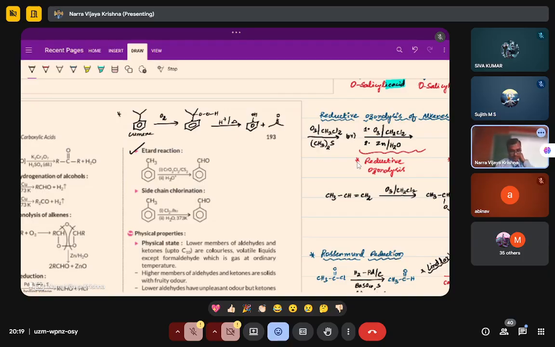Next one, sir. Chlorination. Chlorine in presence of sunlight. What happened? If it is the same toluene, instead of chlorine and sunlight, if I take chlorine in presence of iron, or chlorine in presence of AlCl3, FeCl3, or ZnCl2, then what happened? Methyl is an ortho-para directing group.